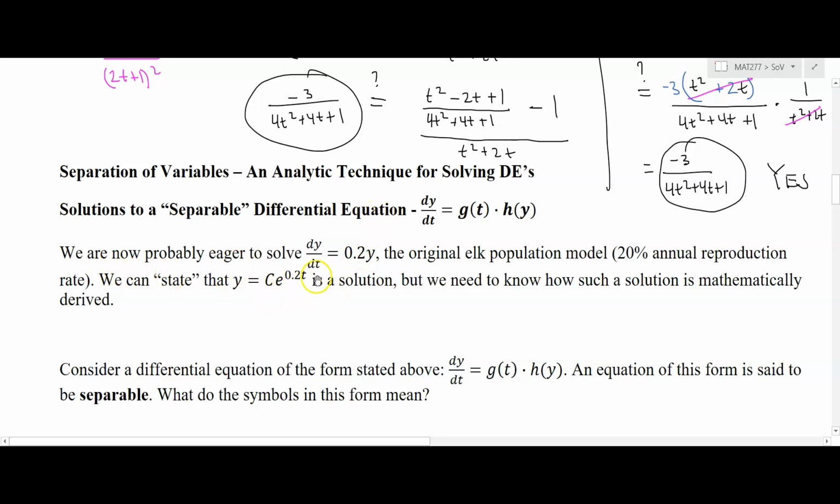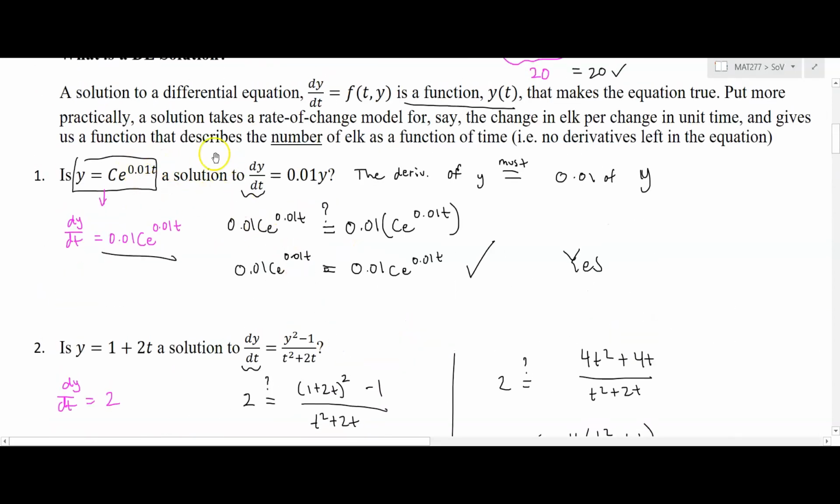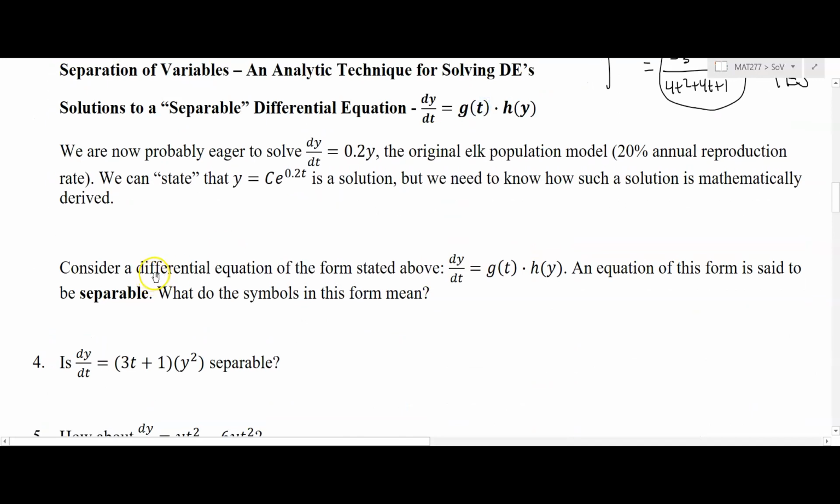Now here we can state that y equals e^(0.2t) is a solution, and this can be justified in the same fashion as this exponential was a solution to this equation, but the question is, how do we find it? Now, we are going to define that if you can take the right-hand side of a differential equation and factor it into 2 separate factors, one of which only has t in it, and the other of which only has y in it, then we call that equation separable. And you can see that you've separated the variables from one another.